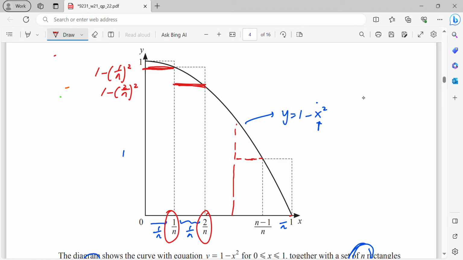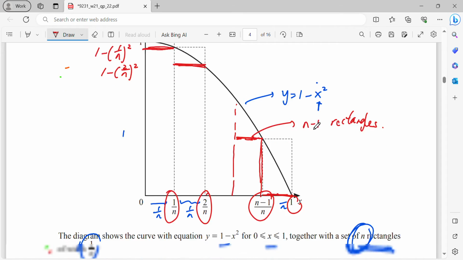Right, so for this rectangle, I'm going to refer to n minus 1 over n. And then now for the last one, when it is 1, there's no rectangle because we have to refer to 1 here. Alright, basically, we are getting n minus 1 rectangles because we are losing 1 rectangle here. Alright, so please take note on this. So here will be n minus 1 rectangles.